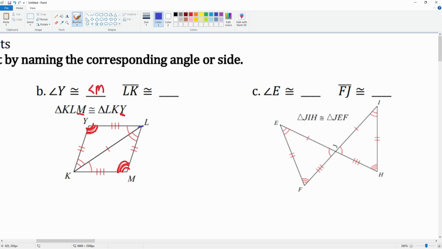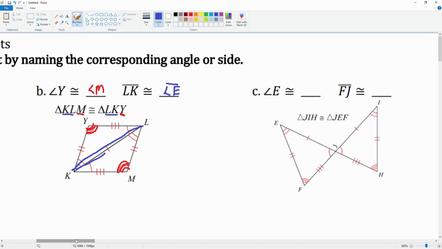Let's look for line LK. LK is right here, which is the 1 mark. So it's also going to be the 1 mark. So LK. These two are congruent, and that is because of the reflexive property. LK is right here, and LK is also right there.